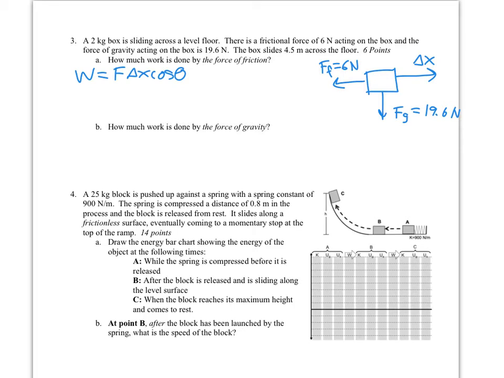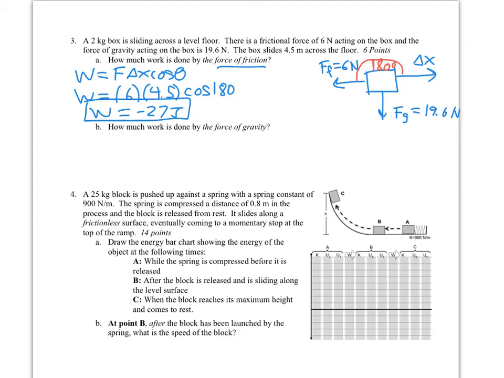So for the work done by the force of friction, it's going to be 6, which is our force of friction, times 4.5, which is our displacement, and then our angle is going to be 180 degrees, and that's because the angle between that force and that displacement is just 180 degrees here. So we end up finding that our work done is going to be negative 27 joules. Okay, it is important that we have that negative. That indicates that that force of friction is causing the object to lose energy.